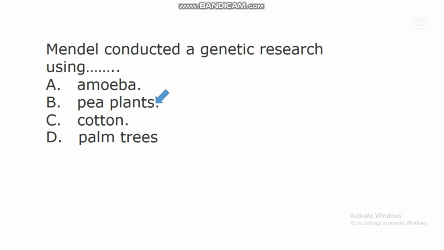Pea plants. This great scientist called Gregor Mendel conducted genetic research by using plants called pea plants, and he did a lot of studies with the pea plants and observed how traits move from parent to offspring. So Gregor Mendel is a scientist that laid a good foundation of genetics for other researchers.